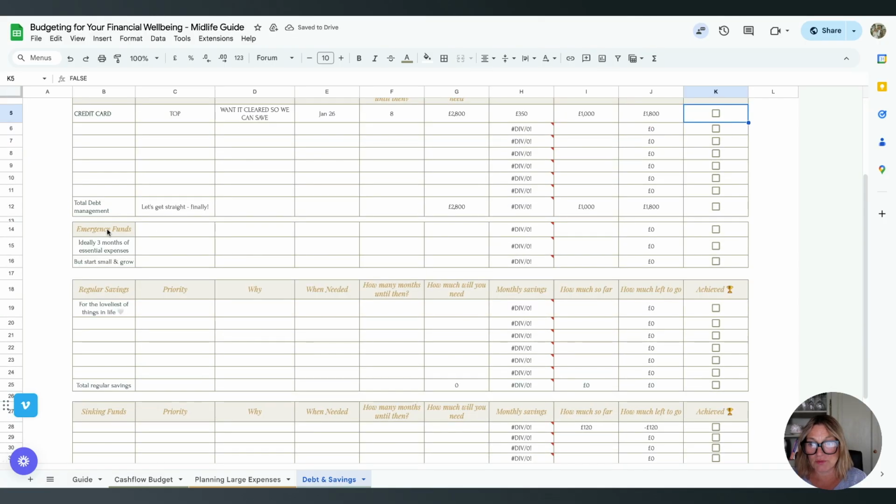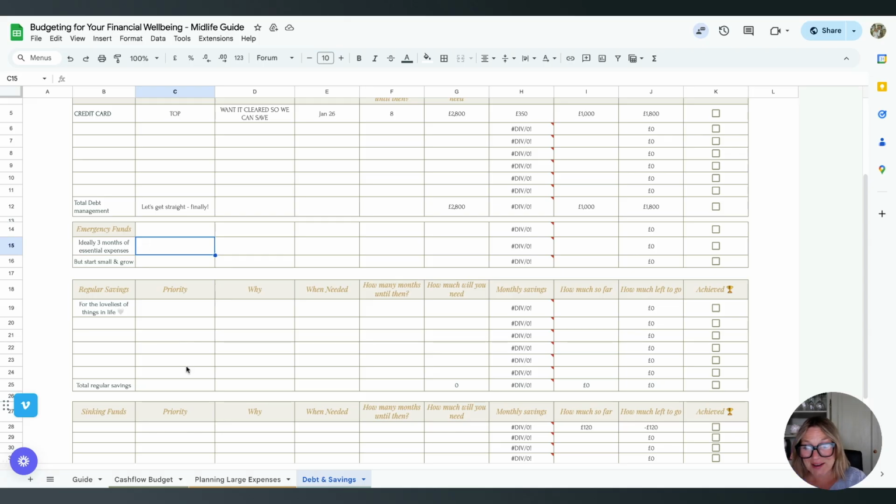The next little one is your emergency funds. Now, you speak to any financial advisor and they will say to you as much as 6 months worth of your essential expenses to be saved up. Not to be confused with your entire salary for 6 months. Although, obviously, if you do have that, blimey, that's fantastic. But 3 to 6 months of your outgoing essential expenses.